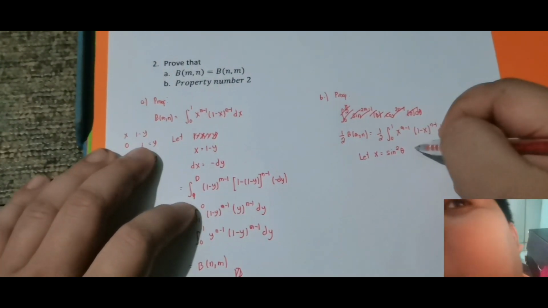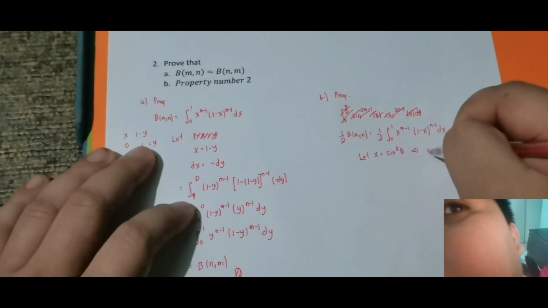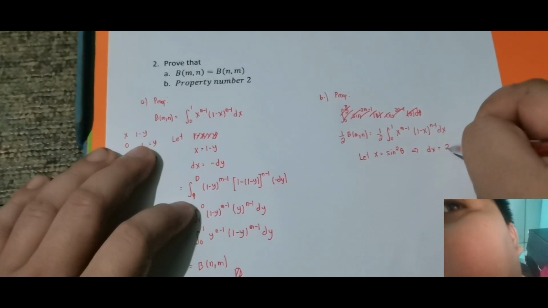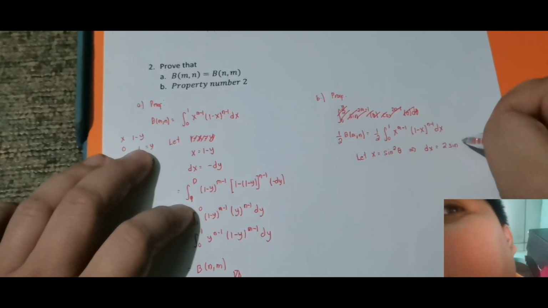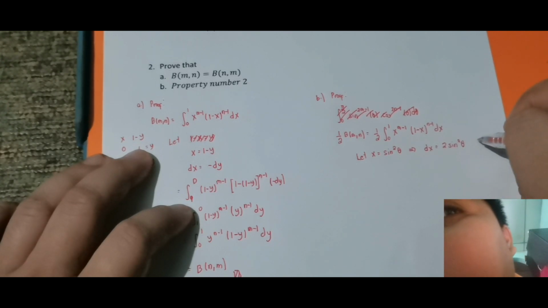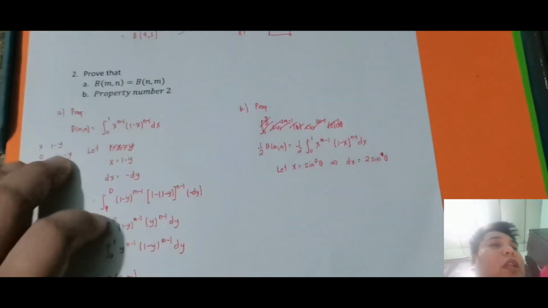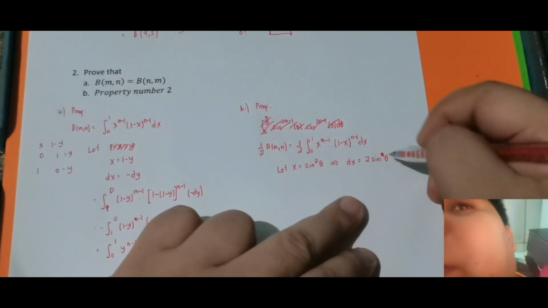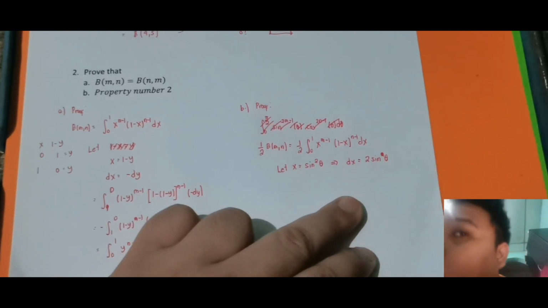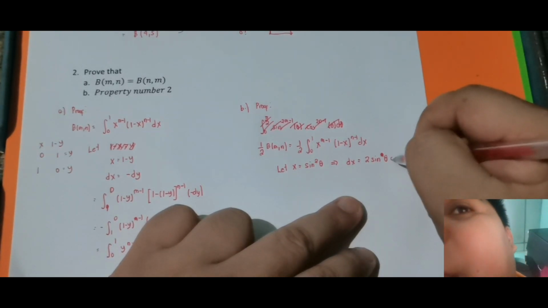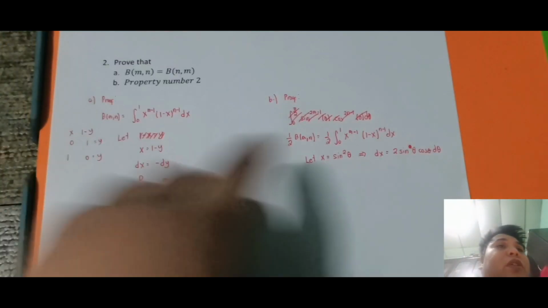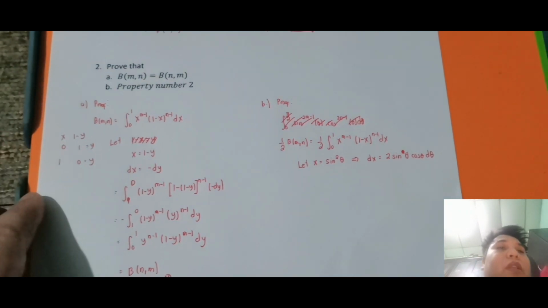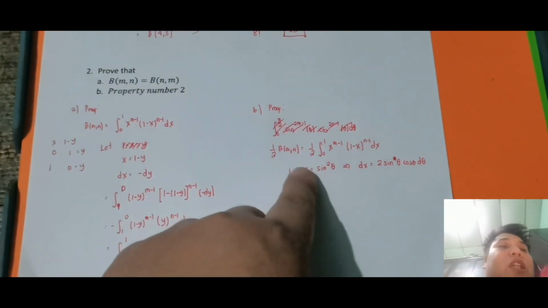Okay, so therefore, the derivative nito, this is just dx is equal to 2 sine theta, tapos derivative ng sine is cosine, tapos d theta. Okay, so substitute natin lahat doon, tapos check natin yung boundary, no? So yung boundary, yung change ng boundary nila.